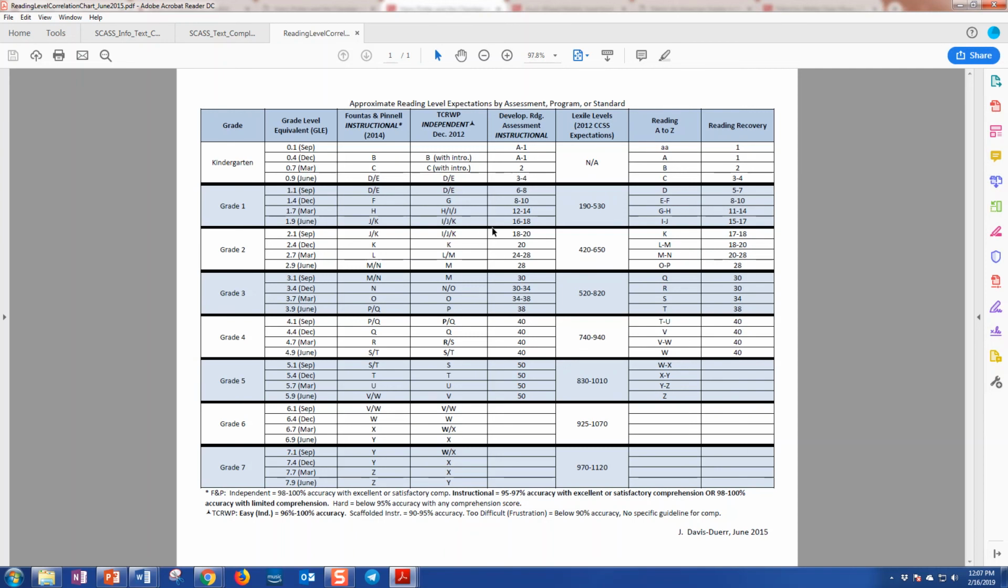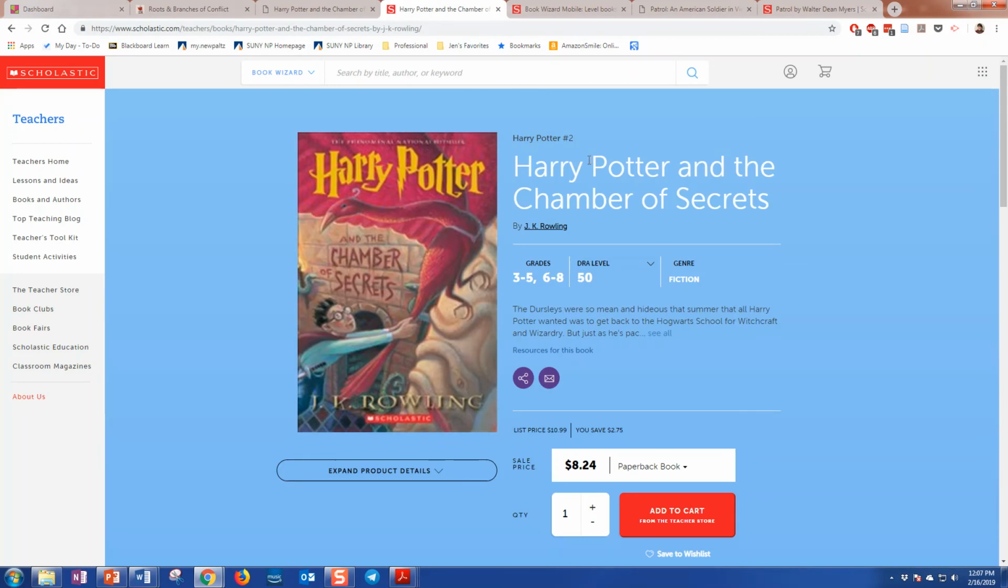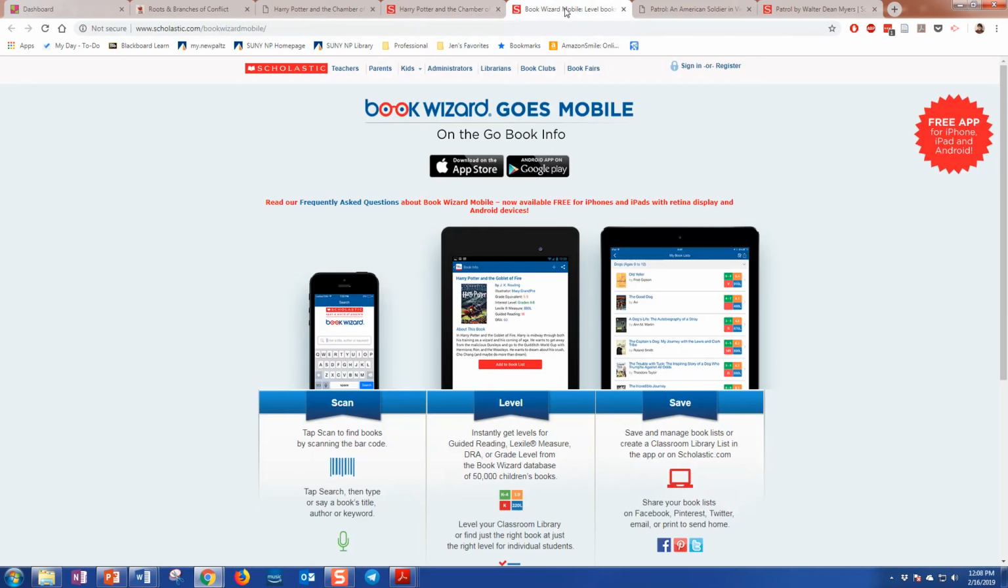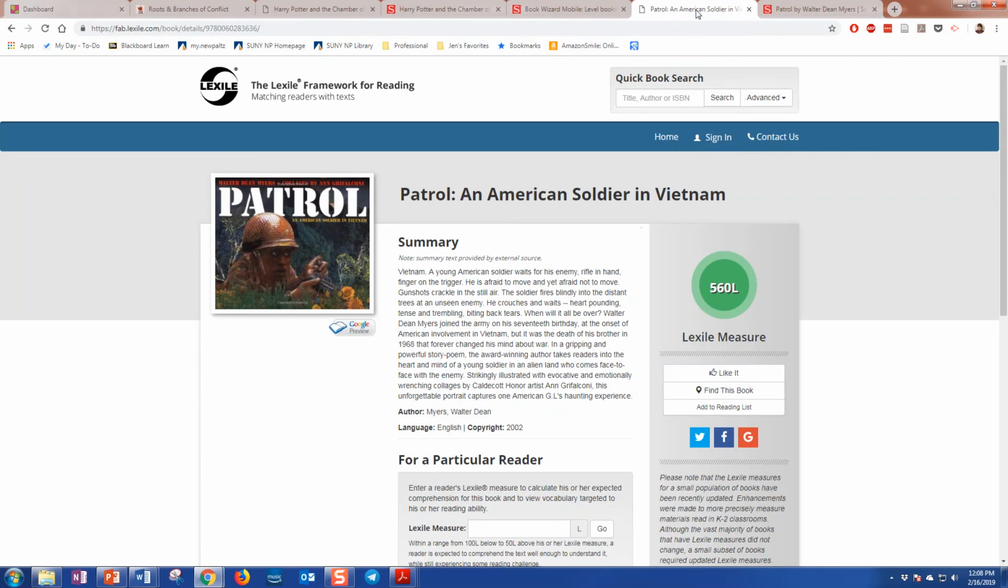Okay. All right. So what I wanted to show you, little side note, Scholastic Book Wizard does have an app. I've heard mixed reviews from teachers. I don't have it myself, but some teachers absolutely love it and use it all the time, and they scan books and the level can come up right away. And some teachers say it seems kind of off, or it's kind of glitchy.